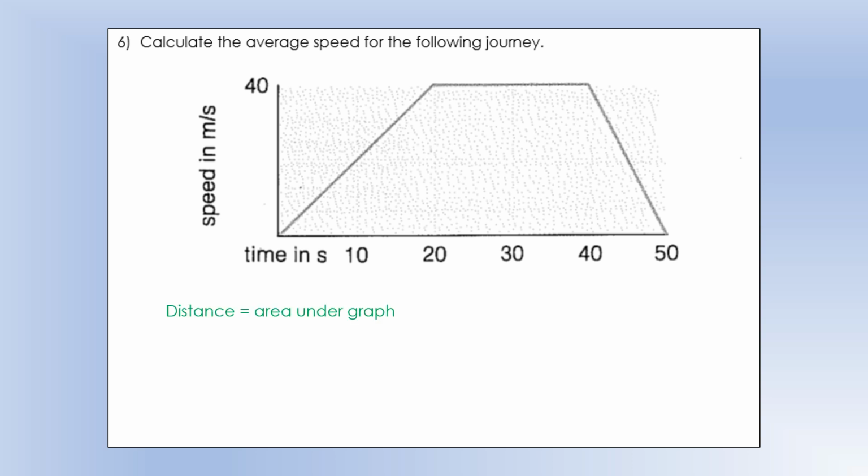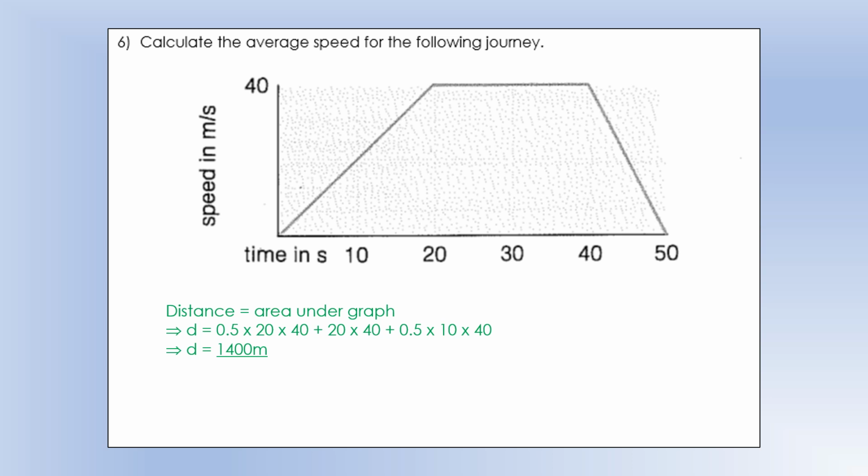So the distance is going to be the area under the graph. So we're going to do a triangle for the first 20 seconds, a rectangle for the next 20 seconds, and then a triangle for the remaining 10 seconds. So we're going to do half base times height, base times height, and half base times height again, giving us a total distance of 1400 meters.